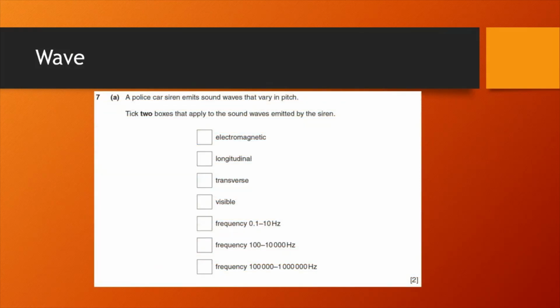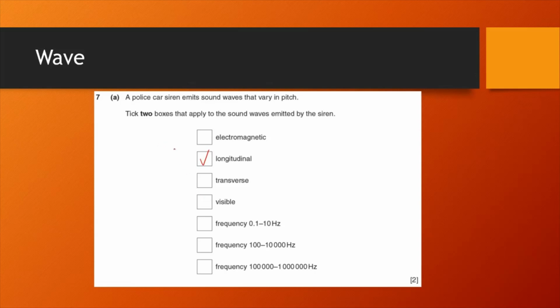7a. A police car siren emits sound waves that vary in pitch. Tick two boxes that apply to the sound waves emitted by the siren. Sound wave is a longitudinal wave. So, let's put one tick inside the box right next to the longitudinal.